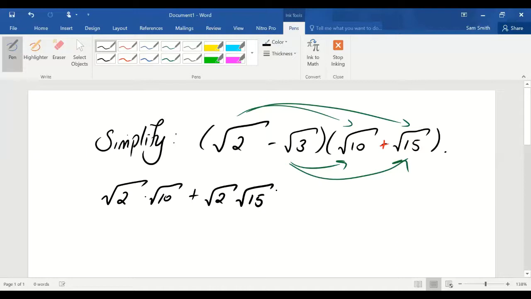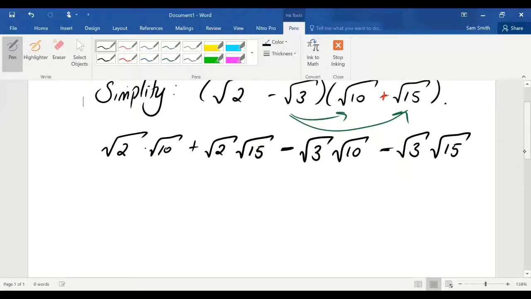Then I'm going to take the inner product. I have a negative on the outside, square root 3 times square root 10, and then I have a negative on the outside, square root 3, square root 15.